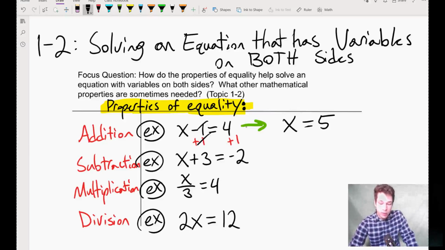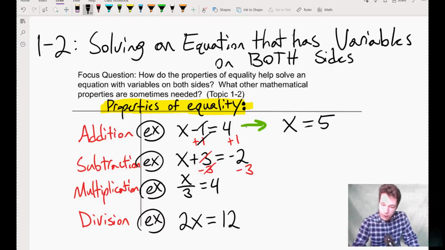The subtraction property is very similar. You might be able to guess what's going to happen here in this example. I'm going to subtract a 3 from each side. Okay, very important you do it to both sides. Otherwise, it's not a balanced equation. After I do this, on the left side, all I have is x. And on the right side, -2 minus 3. Okay, be careful with negatives. -2 minus 3 is -5.